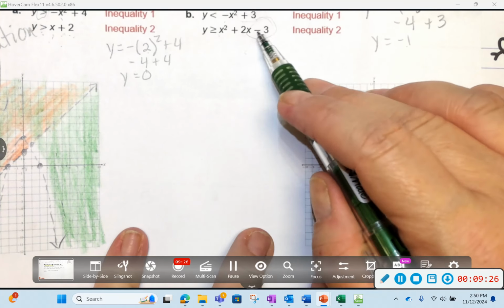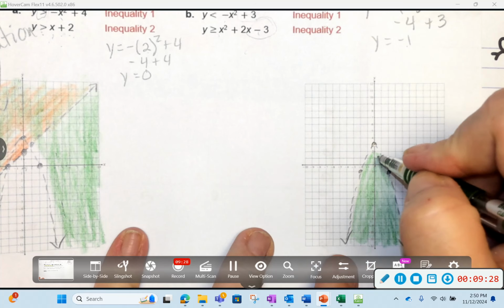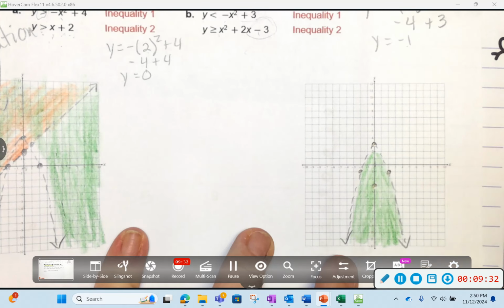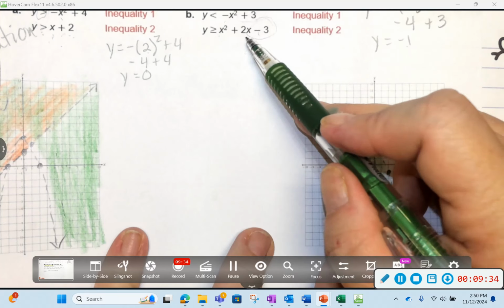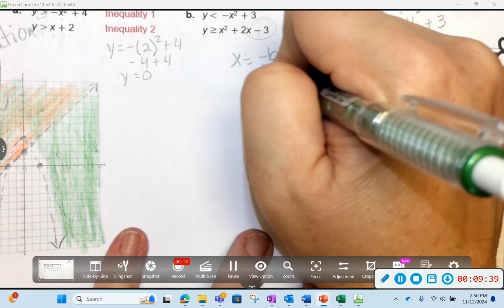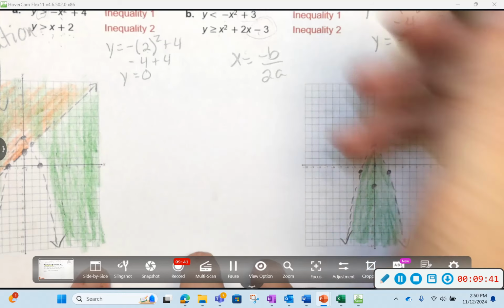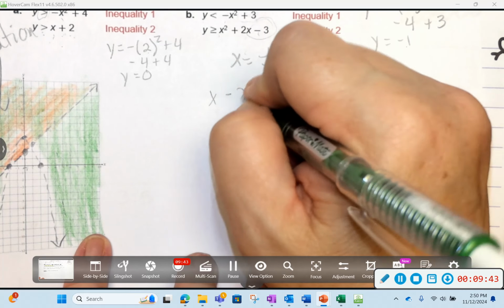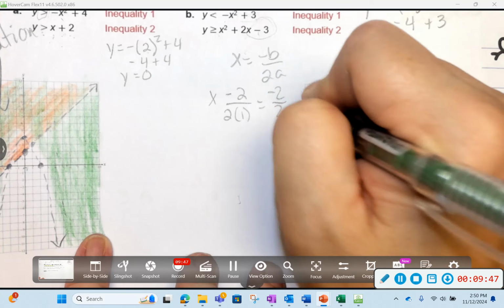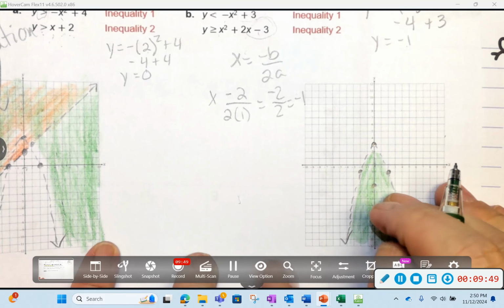All right, we're graphing this one. So we got a -3 as our y-intercept. So this time it is not our vertex. It's just our y-intercept. How do we find the vertex? If you said to use this formula, then you are correct. So we're going to substitute that in. -2 over 2 times 1 gives us -2 over 2, which equals -1.